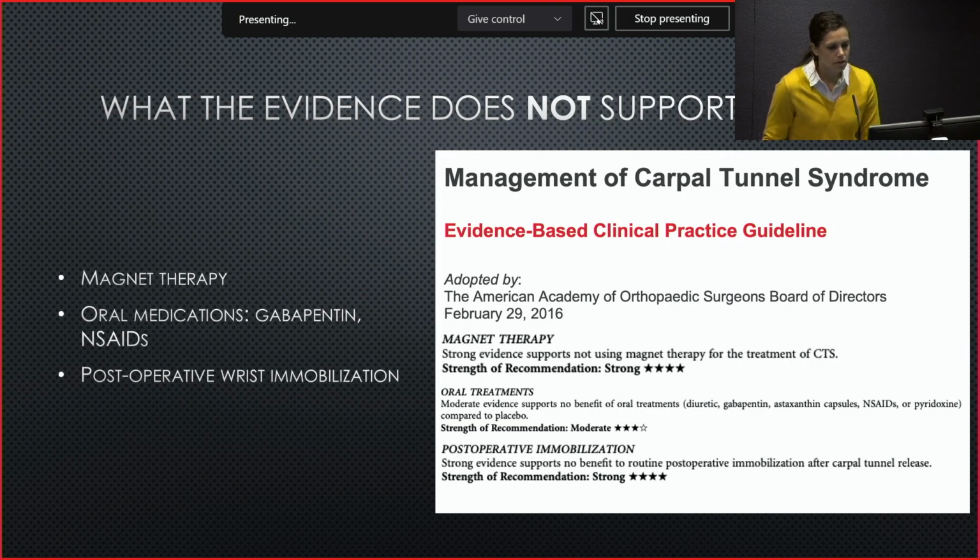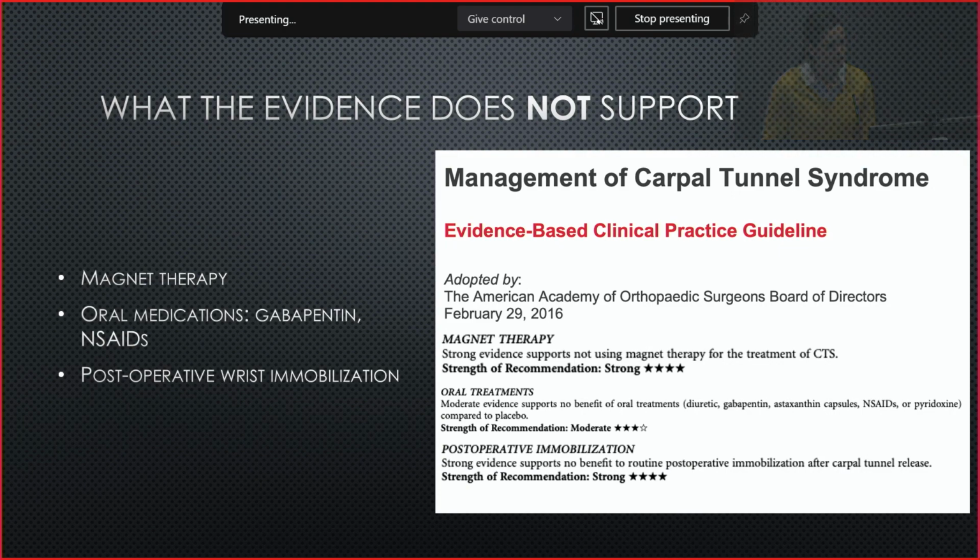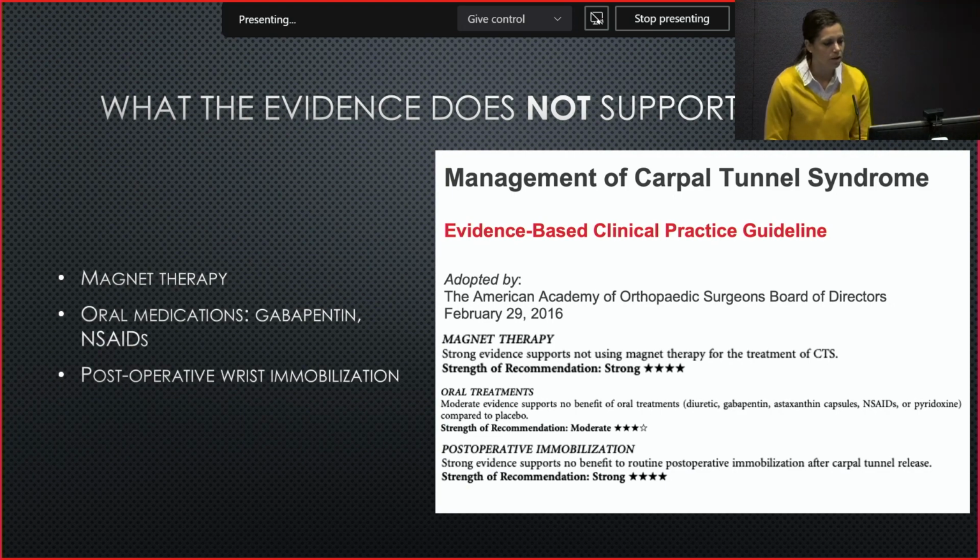And it's also important to touch on treatment that the evidence does not support. So there's strong evidence to show that magnet therapy is not effective. There's moderate evidence to show that oral medications, including gabapentin and anti-inflammatory medications, are not effective. And additionally, postoperative immobilization is not supported, and this is discouraged because it can lead to scar entrapment after surgery.